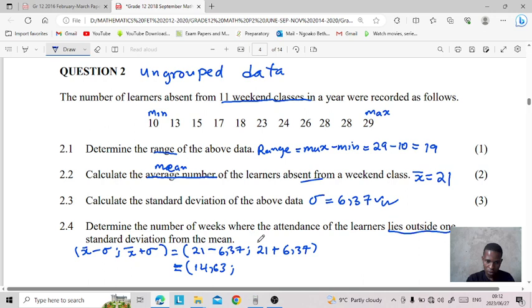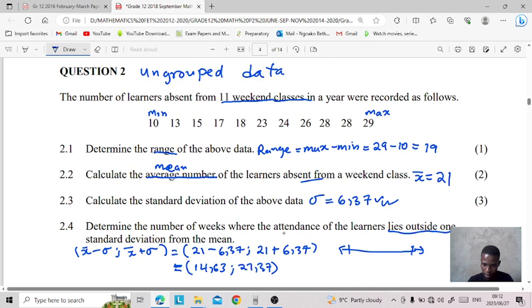Right, when it's outside, this is a kind of interval on a number line, so it continues going that way. The lower limit is 14,63, and this is 27,37. So here is within, here is above, but it's also outside. This is below, this is also outside.